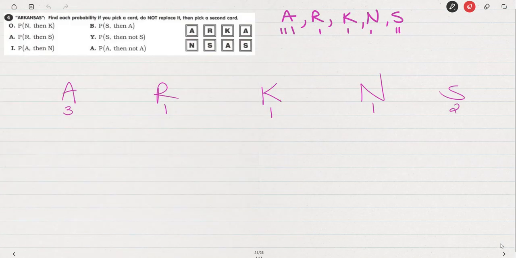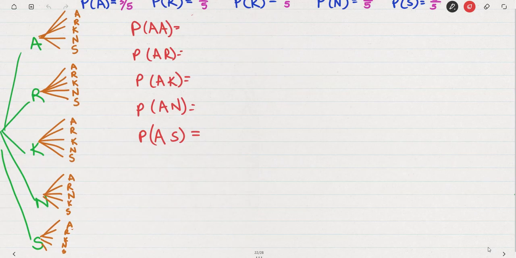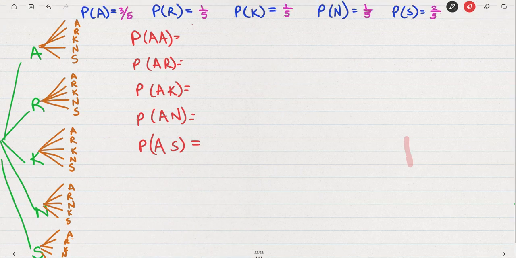Let's look at this number block. I'm going to start by seeing what the different outcomes are. We could get an A, R, K, N, or S, and there's 3 A's, 1 R, 1 K, 1 N, and 2 S's. So the probability of each of those is different. The probability, let me see if I can move the paper up. There we go. Probability of an A is 3 in 5. An R, K, or N is 1 in 5 for each of those, and the S is 2 in 5.